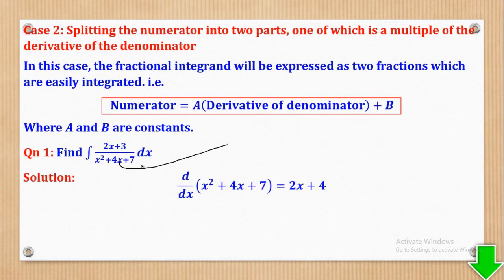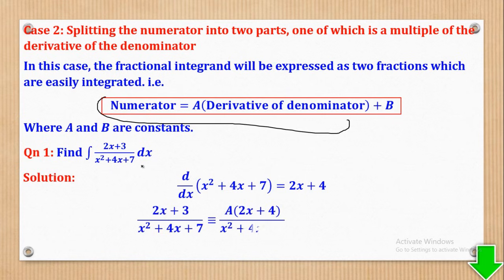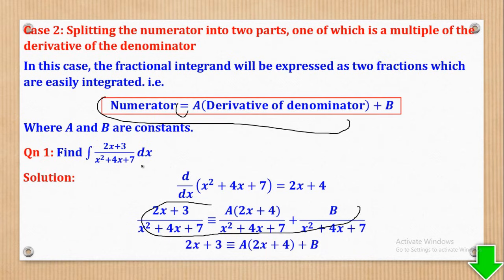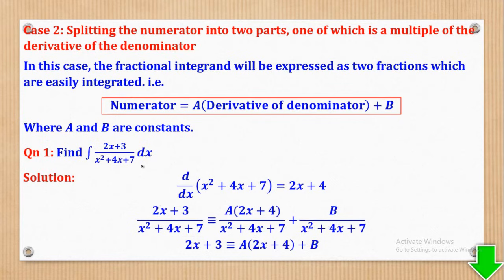The derivative of this will be 2x plus 4. The next is to recall this formula: the numerator will be equal to a multiplied by the derivative of the denominator plus b. This step can be written, or you can skip it as long as you remember this. So you shall come here and put that the numerator is equivalent to a multiplied by the derivative plus b. Then from there, we use the methods for identities, either of the 2 methods we have been looking at. Either you choose suitable values of x, or you compare coefficients.